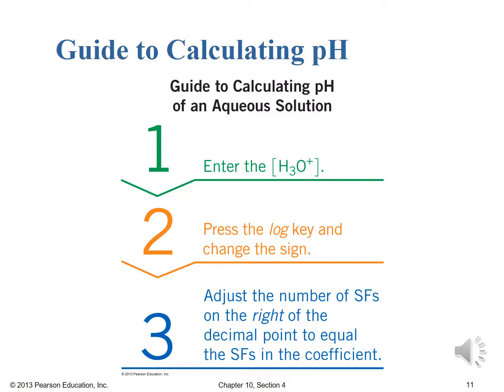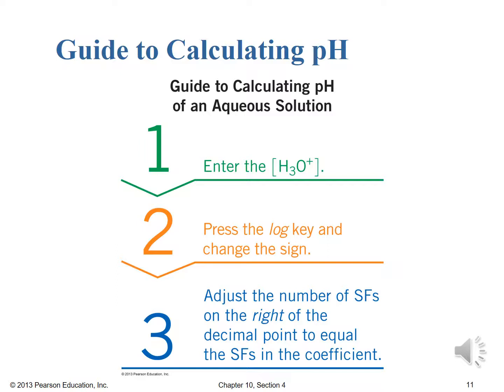So number 1, we enter the H3O plus concentration. Number 2, we press the log key and then change the sign, right, because we're taking the negative log. So whatever we get for the log will likely be a negative value here in our course, but since we're taking the negative of that, we end up with a positive value.